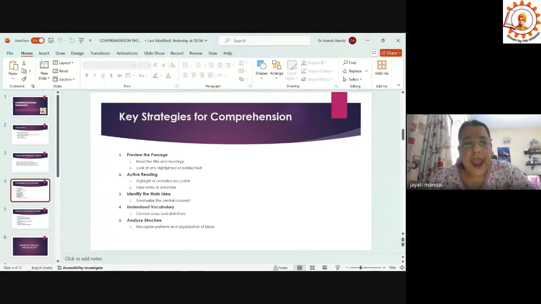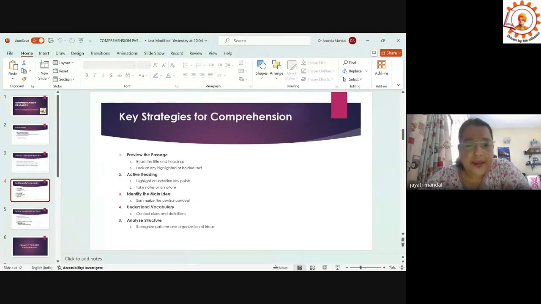Next comes your active reading. Highlight or underline key points, take notes or annotate. So different types of reading is also needed for comprehending. That is, we know we need to skim and we need to scan. Skimming is when you just go through the passage, and scanning is you take down your questions, take down notes or annotate, and you highlight the main or the key points.